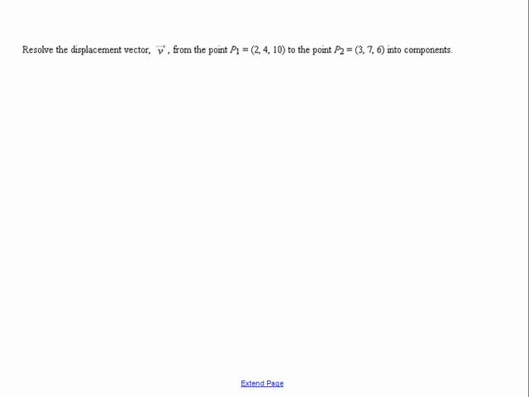So let's think about resolving 2 points into a displacement vector, and what's key is the direction that we're talking about. So we're going from the point P1 to the point P2, so from point 1 to point P2, we're calling this our velocity vector. And so we look at each of their displacements separately.